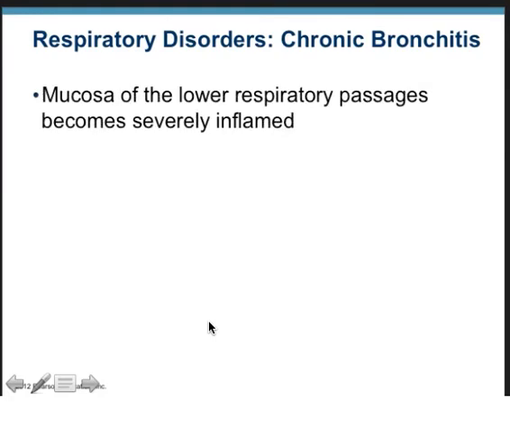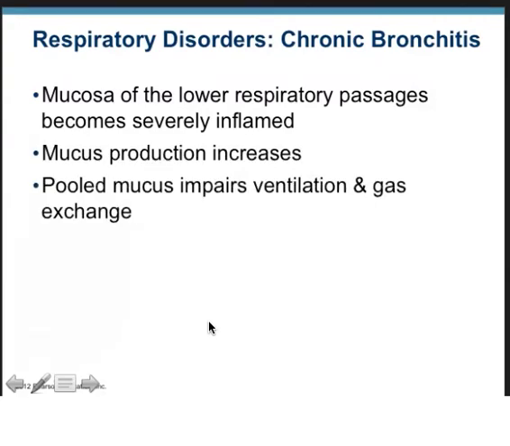Chronic bronchitis is more of a restrictive disorder. It's an inflammation of the bronchi. The passages become severely inflamed, mucus production increases, and it impairs ventilation and gas exchange. So what's happening is that the mucus is thickening the respiratory membrane, and it's also narrowing the passages of the bronchi and the trachea and letting less air get into the lungs. As a result, you have to breathe with increased effort.